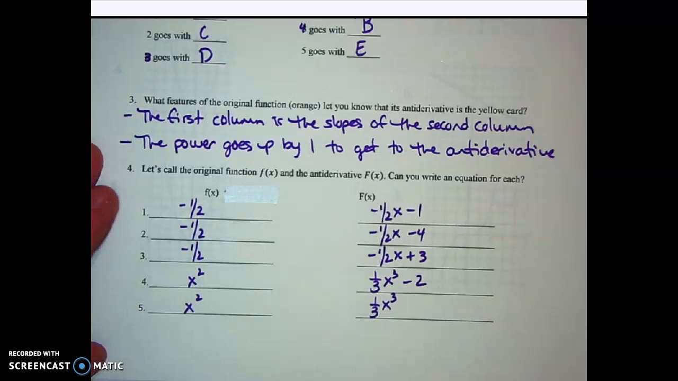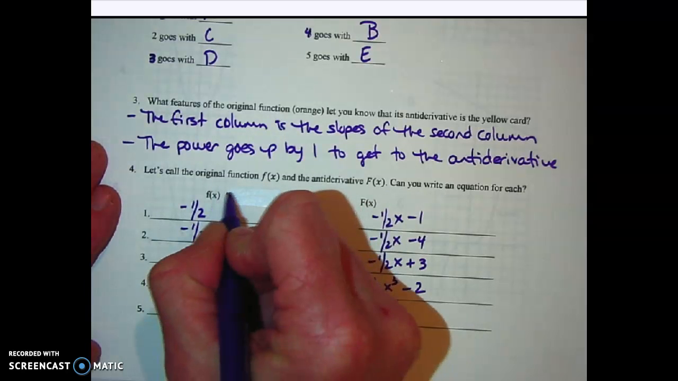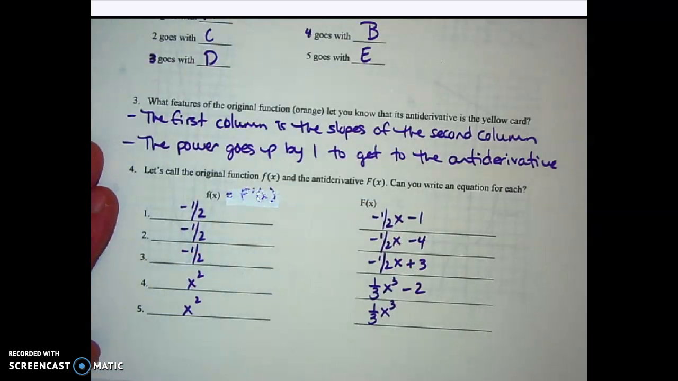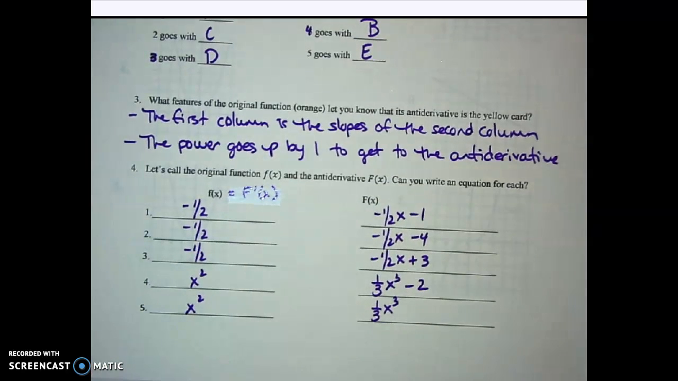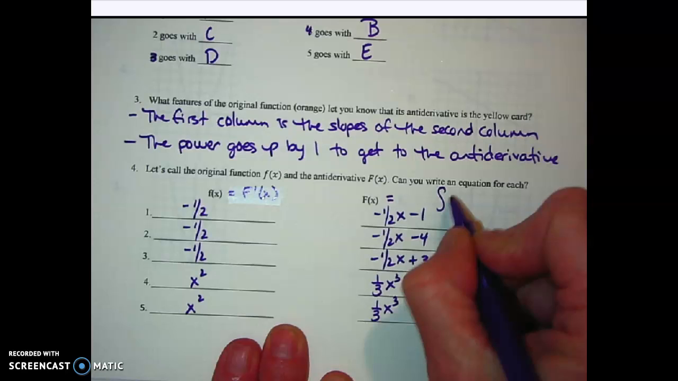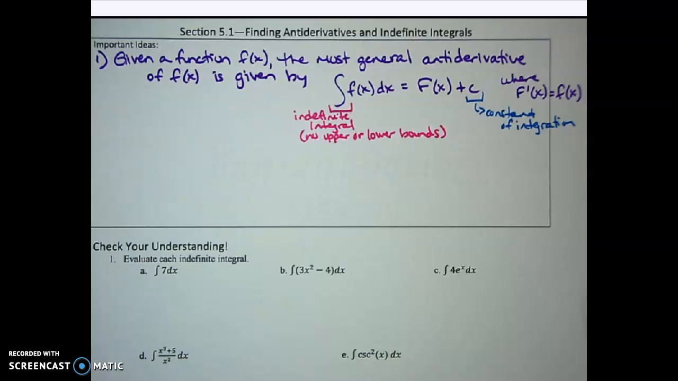Well, especially with these first 3, and we've said it before, this first column is the slopes of the second column. So this is basically F prime of x. And the second column, F of x, is basically the integral of f of x dx. So given a function little f of x, the most general antiderivative of that is given by the integral of f of x dx equals big F of x, plus c.